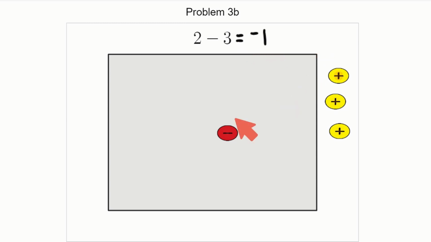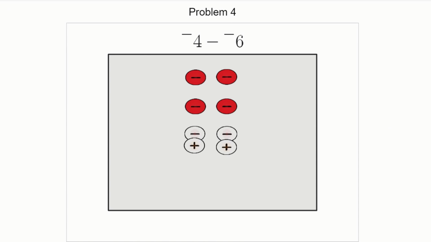So one useful thing about 0 pairs, if we run out of chips to take away, we can use a 0 pair to give us more chips to deal with. Taking a look at our next problem, we have negative 4, take away negative 6. So I'm starting off with 4 red chips. Taking a look at our board here, do you guys agree? Are we starting off with negative 4? Notice that, again, after these cancel out, we still have only negative 4 at the start.